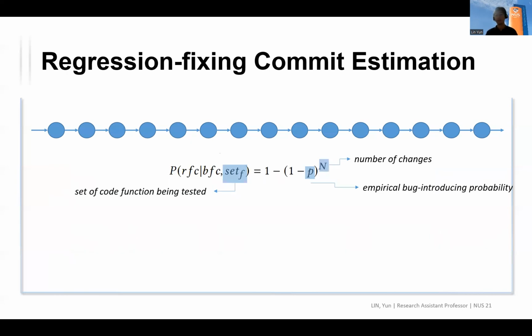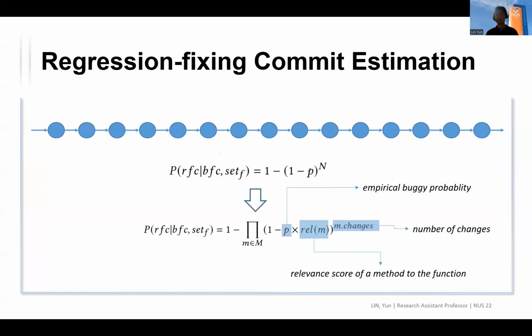In this regard, we can have a rough estimation with this equation. Here, P represents an empirical bug-introducing probability, N represents the number of changes, and a set represents the set of relevant buggy code. In our work, we further refine the formula to improve its flexibility.